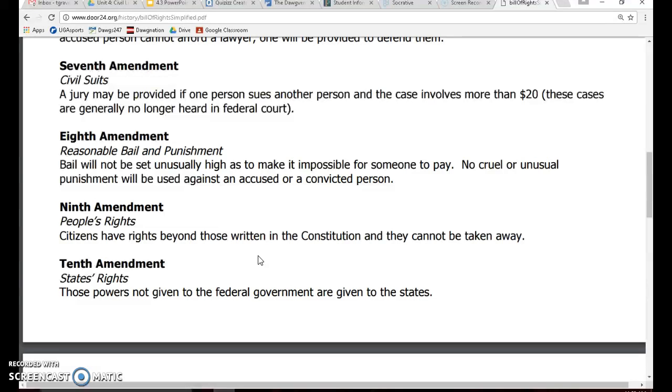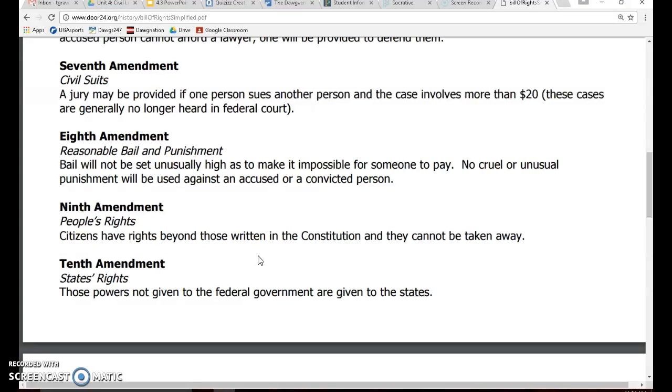But if it's a civil case that involves more than $20, the Seventh Amendment says that you are entitled to have a jury listen to your case. In a lot of civil cases, it's just a judge that decides what's going to happen. But the Seventh Amendment says you're entitled to have a jury trial for a civil case if you want one.